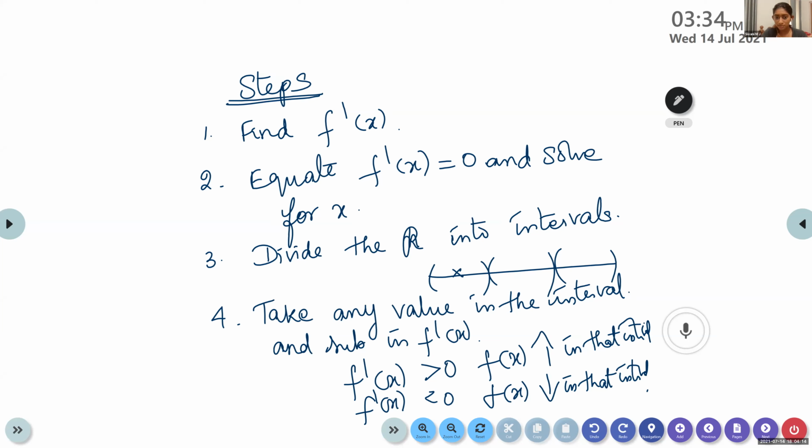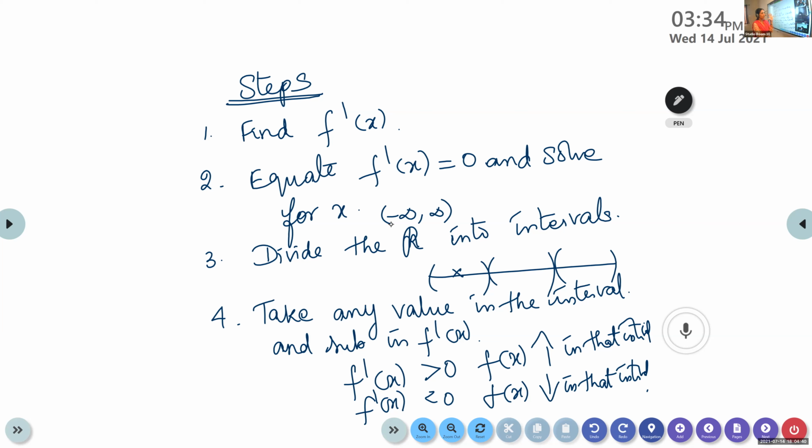Ma'am, divide the R means what? Number line. R means it is the number line, real numbers, minus infinity to infinity. R is the number line. The set of all real numbers, we can write this as minus infinity to infinity.